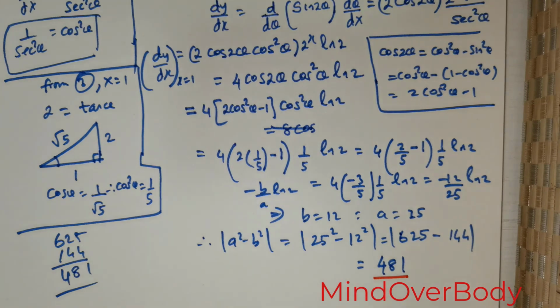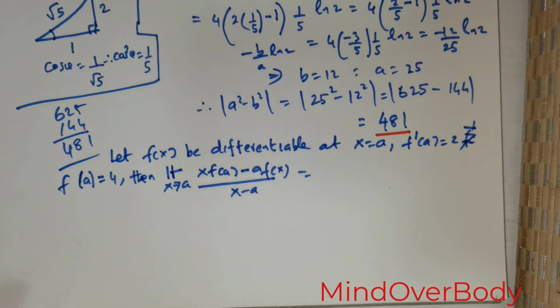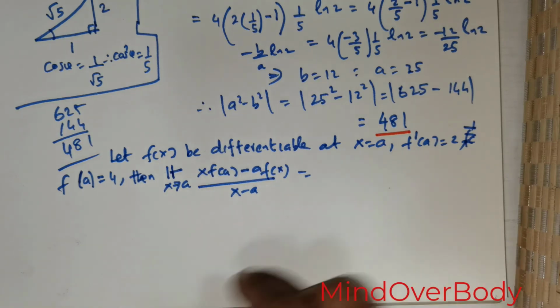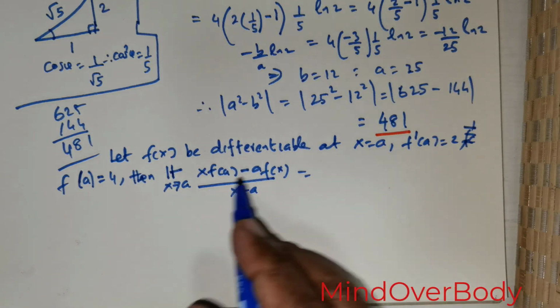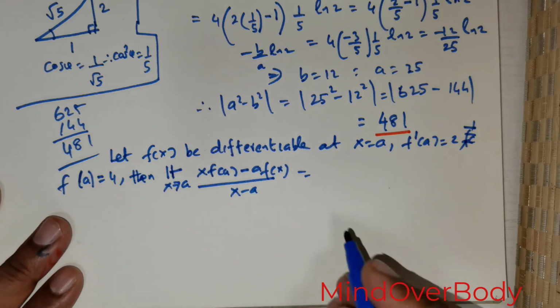Thank you, students. We move on to the next question. Students, we are given this question. F of x is differentiable at x is equal to a, and f dash of a is equal to 2, and f of a is equal to 4. We are expected to find the value of the limit.